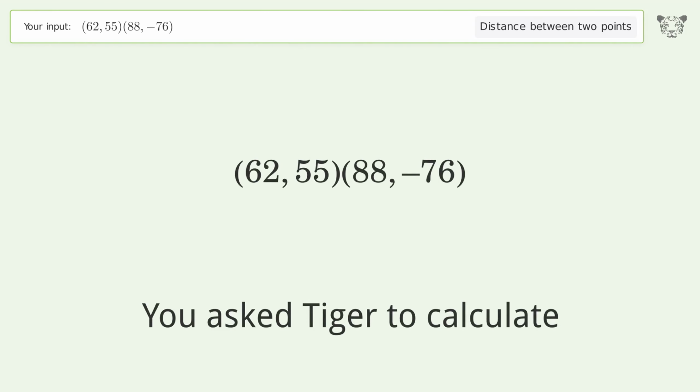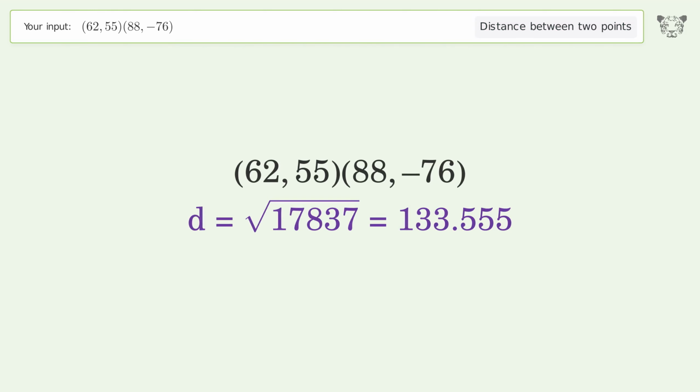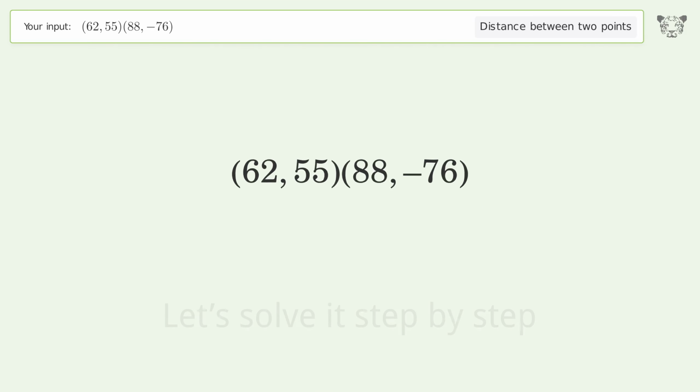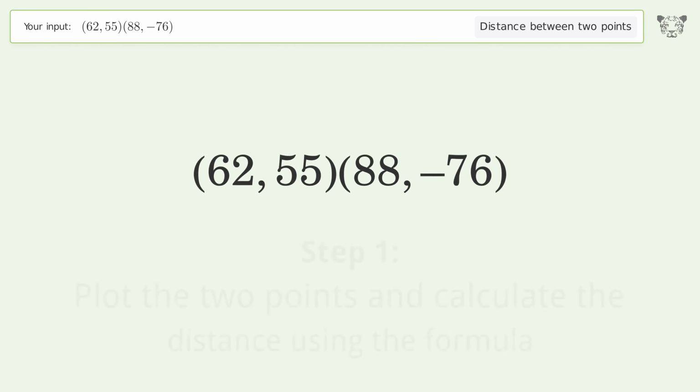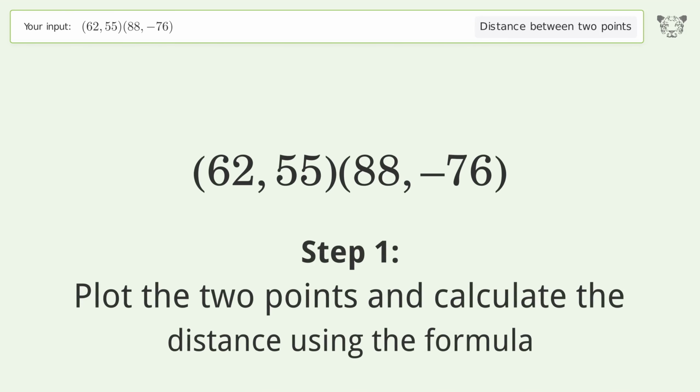You ask Tiger to calculate. This deals with the distance between 2 points. The distance between the 2 points is the square root of 17,837 or 133.555. Let's solve it step by step. Plot the 2 points and calculate the distance using the formula.